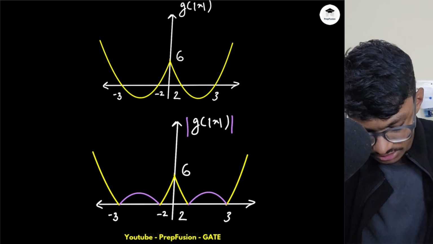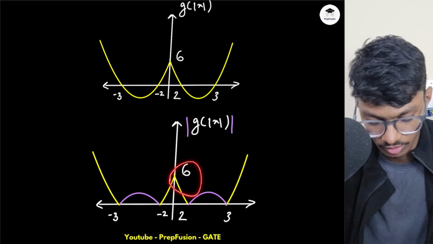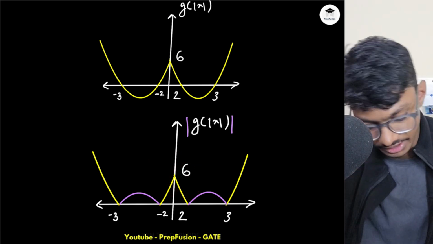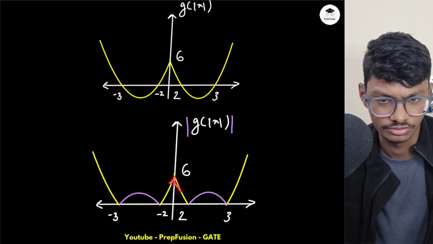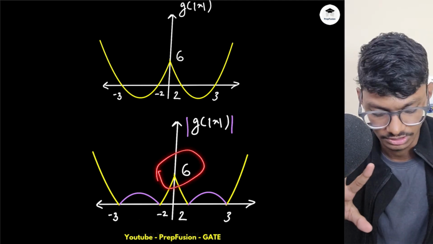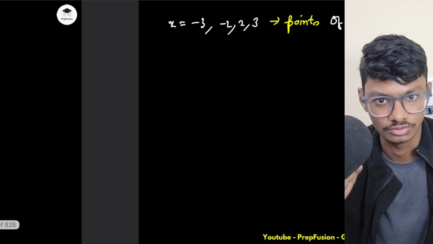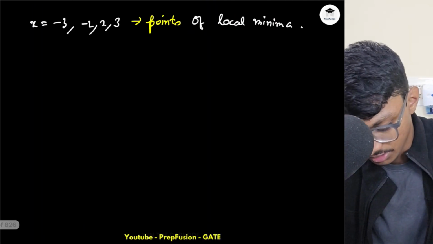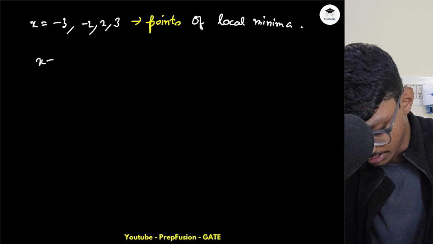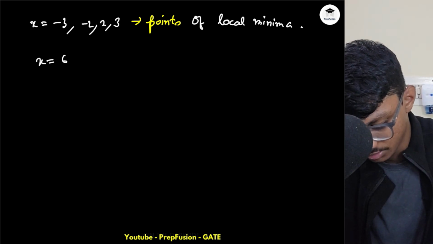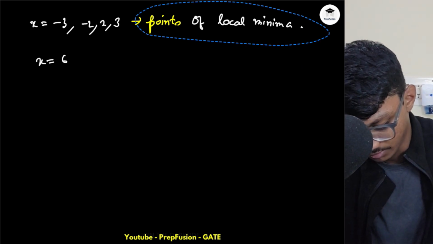Now let's write about x equals 0. Here what I'm observing is that just before x equal to 0 and just after x equal to 0, everything is reducing, and at x equal to 0 I have a maximum point, with value 6. So obviously this x equal to 0 will be a point of local maxima.